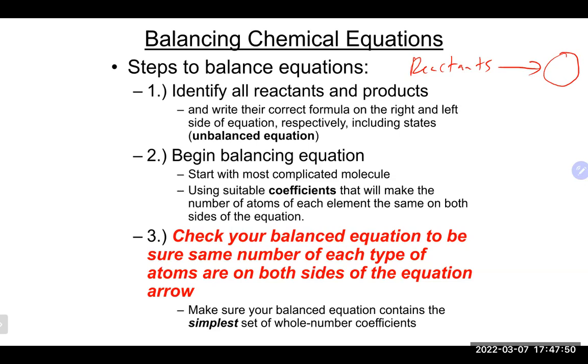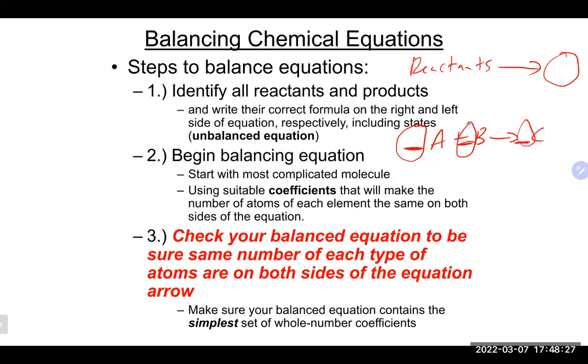The next really important thing is we want to balance it. Whatever seems easiest to you might be good. Sometimes the more complicated ones are good to start with. But the important part is when we balance the equation, the only thing that we can change are the coefficients. So that is the only thing that can change. Those are the numbers that come in front of the formulas. You never change the little subscripts because then you change what it is. You never put numbers between elements or anything crazy like that. So it's really only the numbers that come in front.